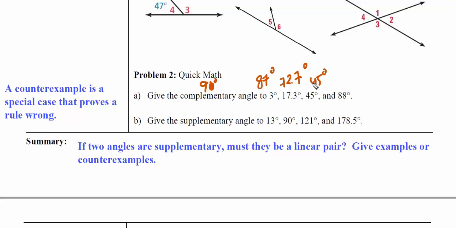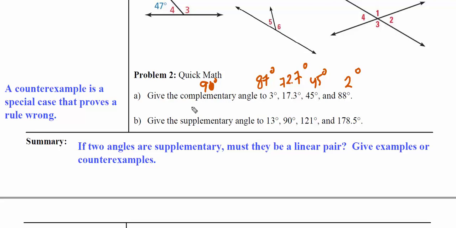And that, by the way, would mean that the two complements are actually congruent, right? They're the same measurement, the same value. They're equal to each other. It's a rare situation, but it's true in this case. And finally, if I'm given an 88-degree angle, the complement of that would be 2 degrees.